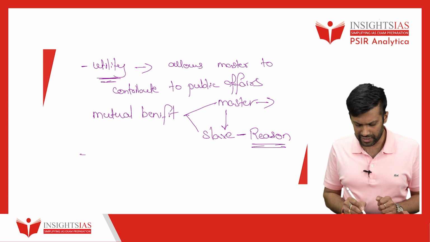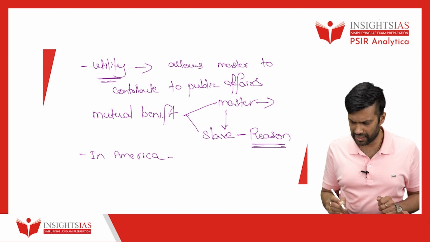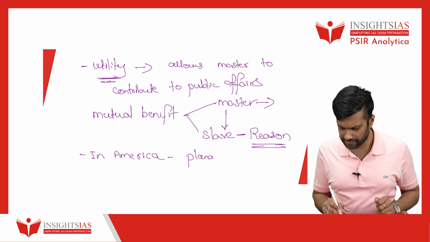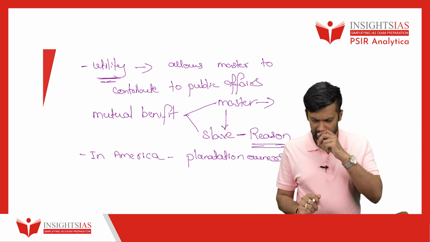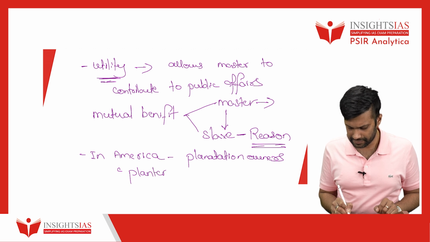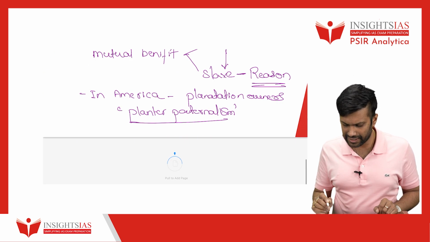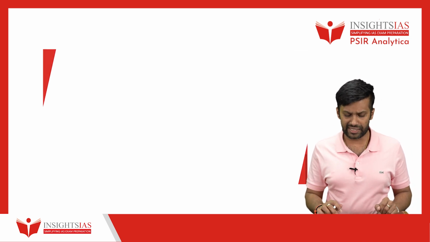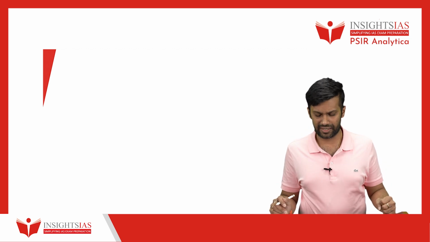Example you can give, in America, the plantation owners used the same arguments put forward by Aristotle to defend something called planter paternalism, where they justified that blacks were more endowed to do physical work and slavery, or that it was a right for the whites to own the slaves in that regard.